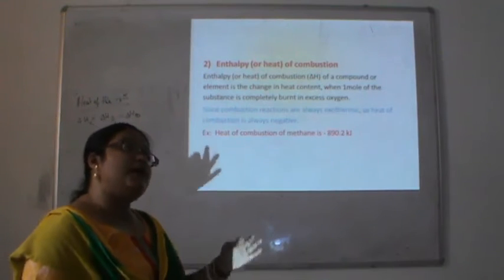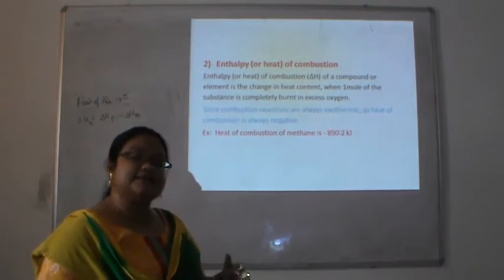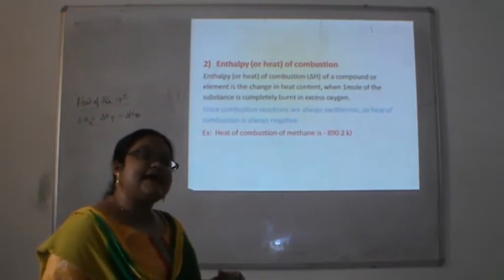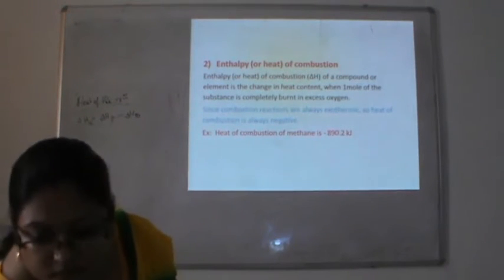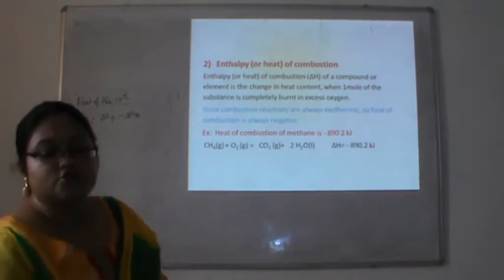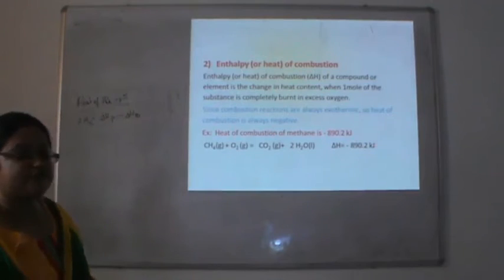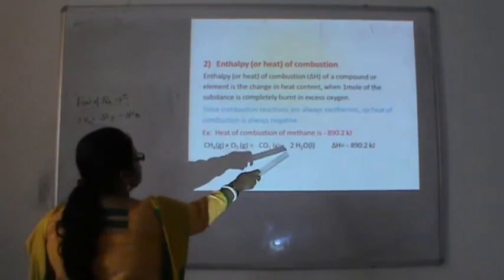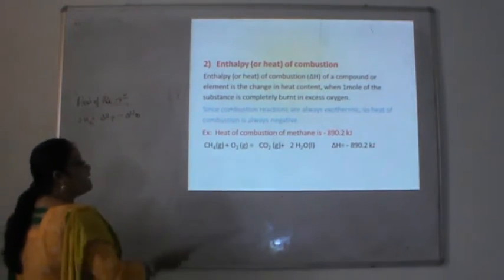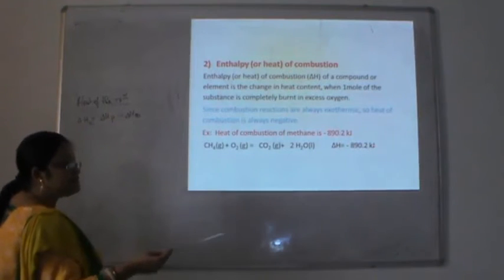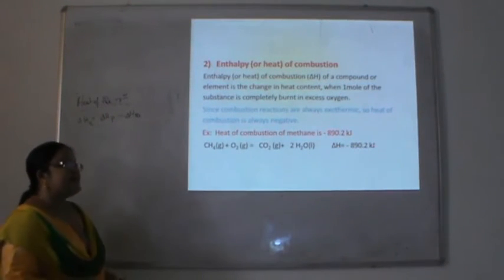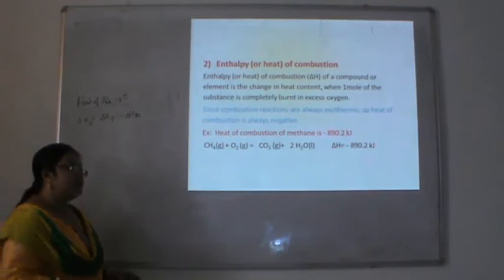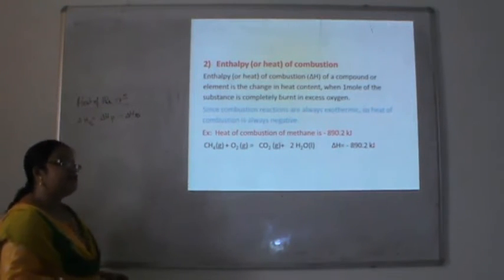So heat of combustion of methane gas is -890.2 kJ. Methane in presence of oxygen forms carbon dioxide and water. And this is an exothermic reaction. So delta H is -890.2 kJ.